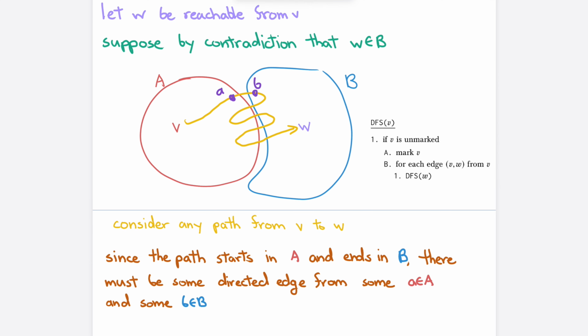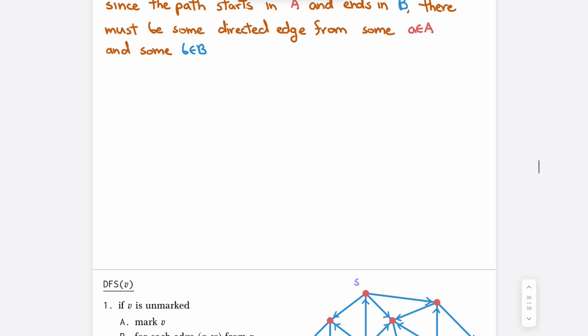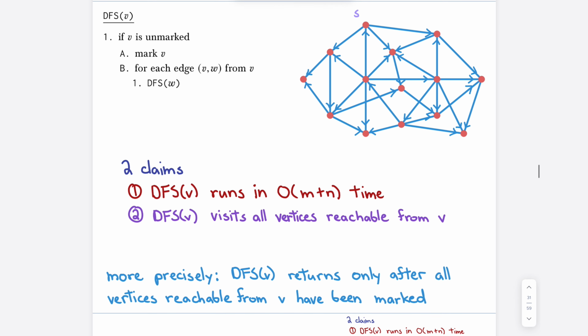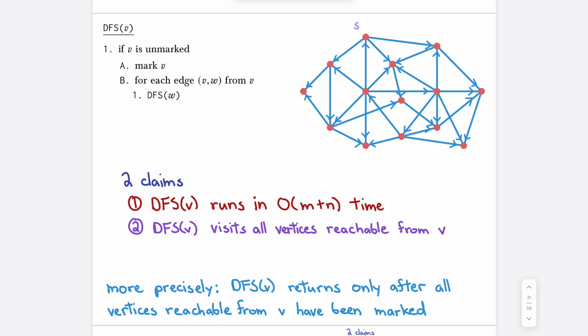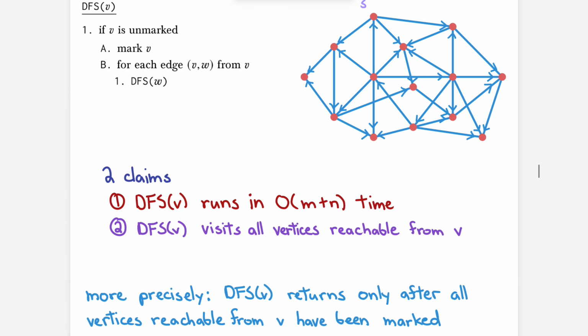Okay, good. So those are maybe our two claims that we'll work with. And I'll do something a little bit stronger. It'll be helpful to think in these terms: DFS-V will only return after all the vertices reachable from V have been marked. It's just good to think in terms of marking. All right, so much for DFS.